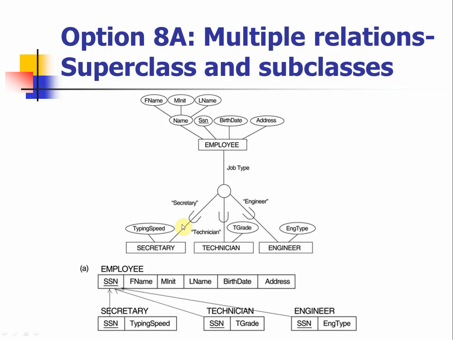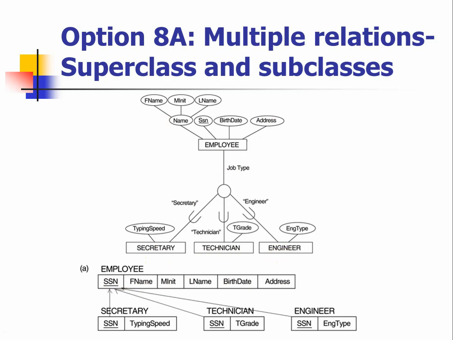Choice number 8A is indicating multiple relations, superclass and subclasses. So what that's trying to do is this. Let's take a look at an example. We will have an employee as a superclass, and secretary, technician, and engineer as subclasses. When we try to convert that, in our step number 1, we will have our employee converted into a relation already. So when it goes to step number 8, it is time for us to handle those 3 subclasses.